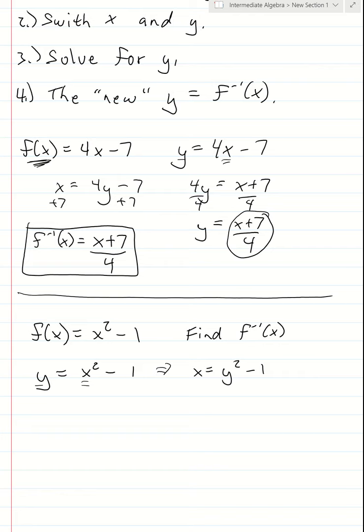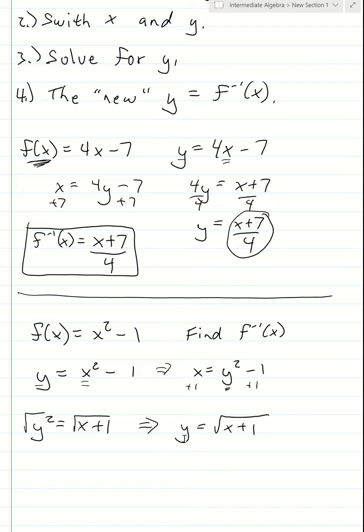And now, step 3, solve for y. We want to get the variable y by itself. I would begin by adding the 1 over, in which case now we would have y squared equals x plus 1. But we don't want y squared, we want just y. And we know to eliminate a squared quantity, what you would have to do is take the square root of both sides. In which case now, we would have y equals the square root of x plus 1.